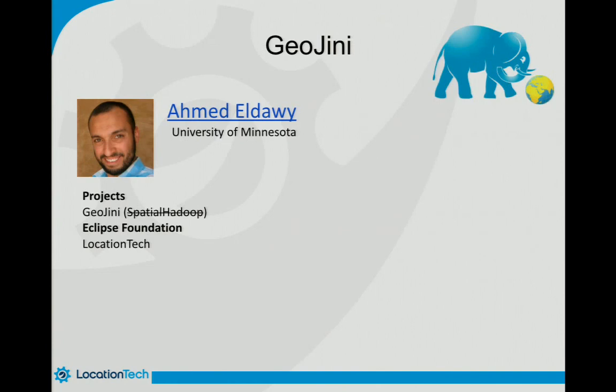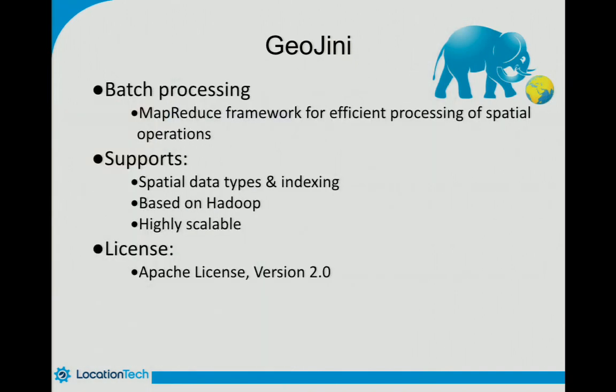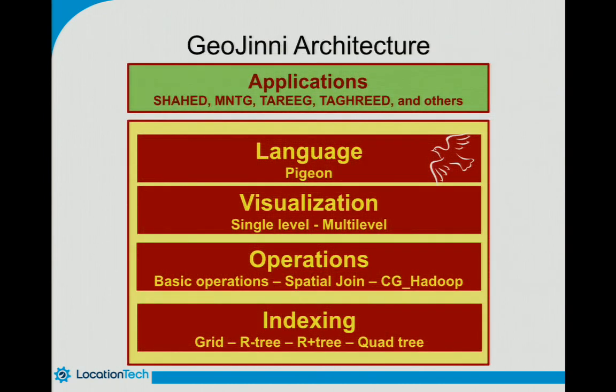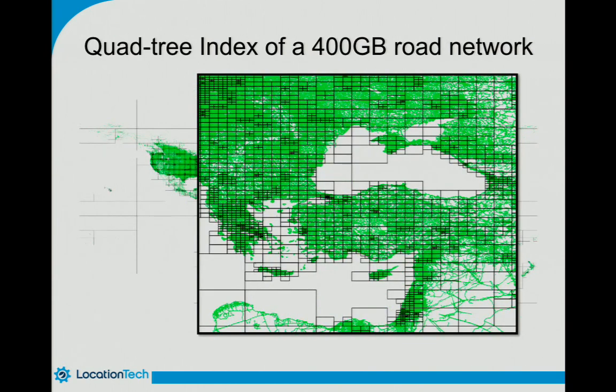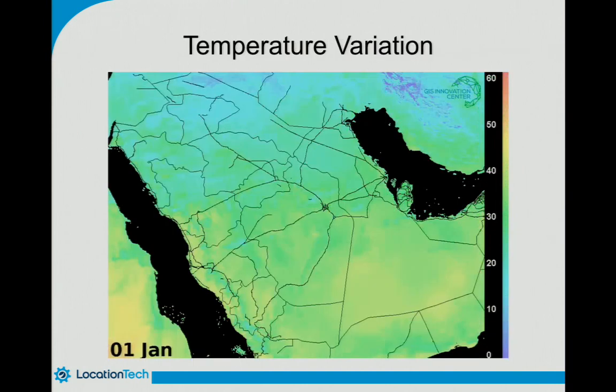Another project I'd like to talk about is an example of LocationTech working with academia. The GeoJinni project used to be called SpatialHadoop, but when they joined LocationTech and did their trademark check, they got to rename themselves to GeoJinni. They're obviously built on a Hadoop backend, and they tend to focus a lot on batch processing. And once again, they're highly scalable. You can see they're working with a fair amount of index data.